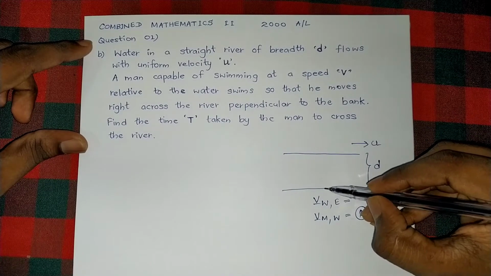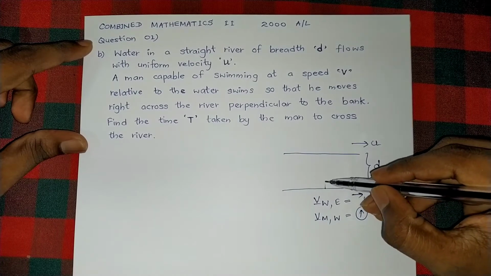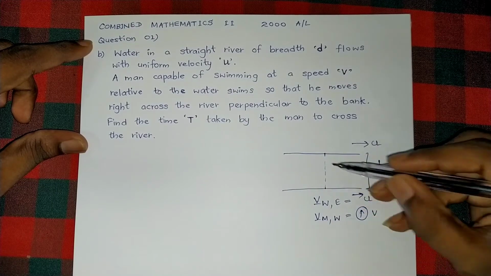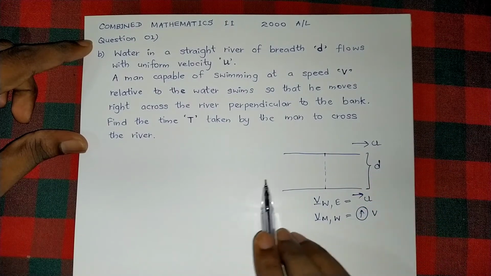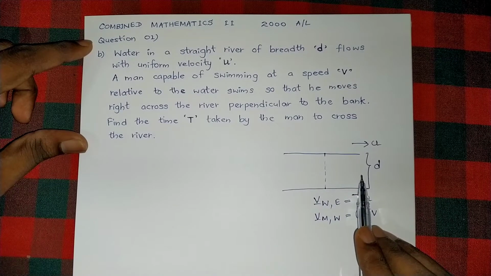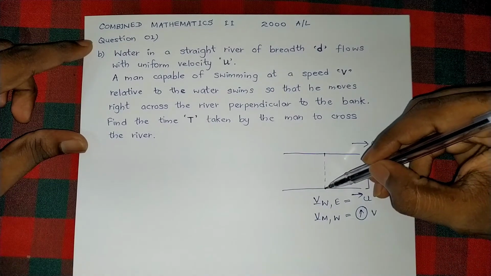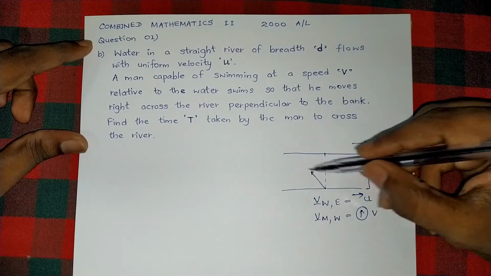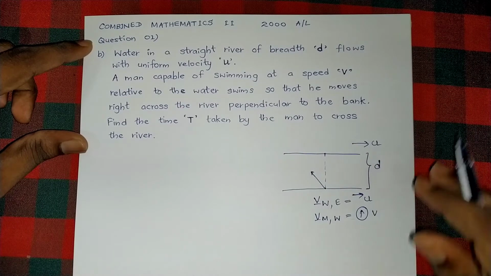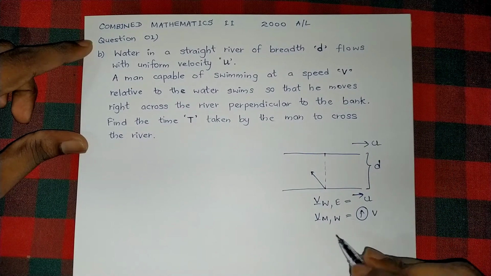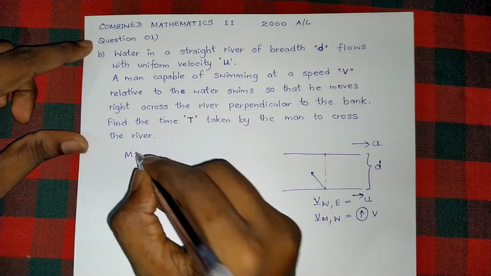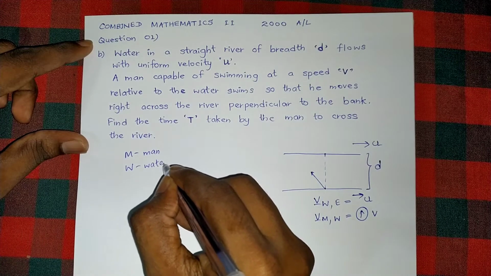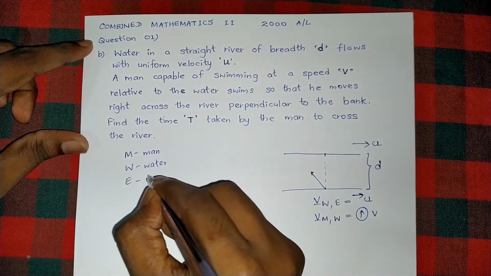That means if we start from somewhere here, his intention is to reach this location, perpendicular. Since the water is flowing in this direction, the swimmer must swim in this direction. Then due to the water currents, his path will become perpendicular. So we have to first label our letters. M is for man, W is for water, E is for earth.